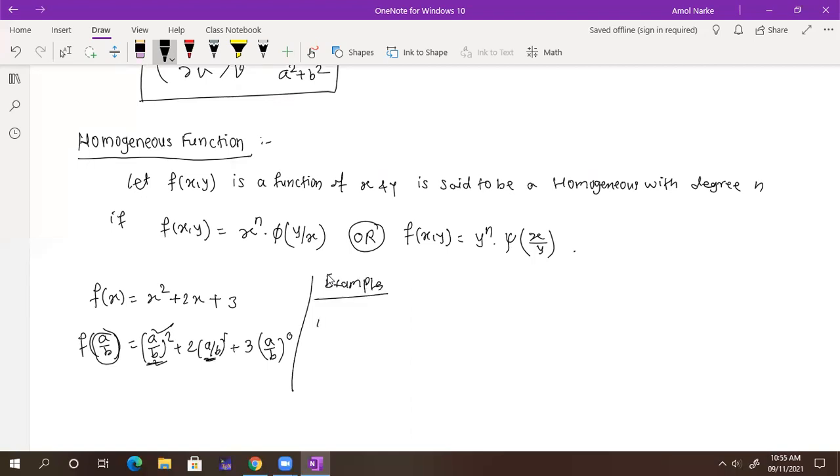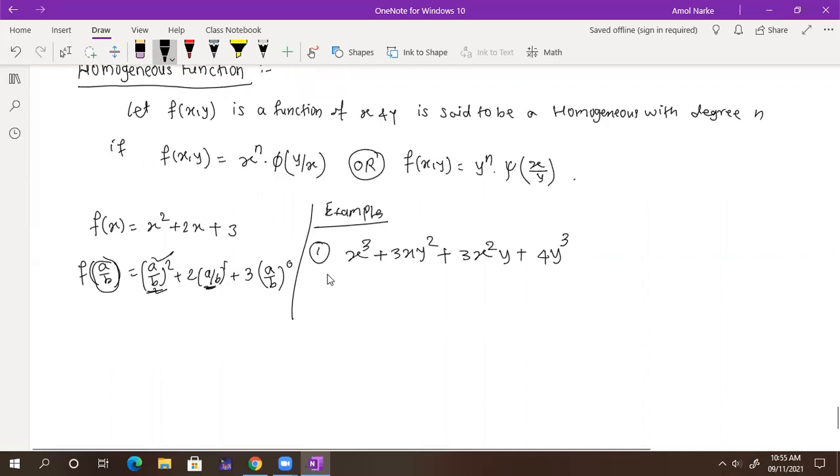I will consider the first example: x cube plus 3xy square plus 3x square y plus 4y cube. Tell me whether this is homogeneous or not. Call this function u, for simplicity. So tell me whether u is homogeneous or not. You have the definition in front of you. Can you find out? Yes, sir, it is homogeneous. Okay, what is the degree then? Sir, 3. Three.